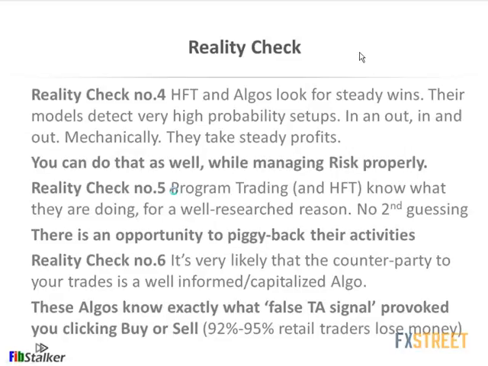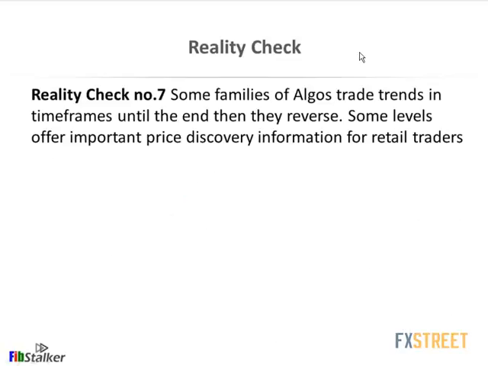Reality check number 7, some families of algorithms trade trends in time frames until the trend comes to a completion, and then they reverse. And it might not look that simple to you, because the market is also an expression of what these algorithms are doing on all time frames, as well as external effects that come, for example, on the smaller time frame by high frequency trading or by news and so on.